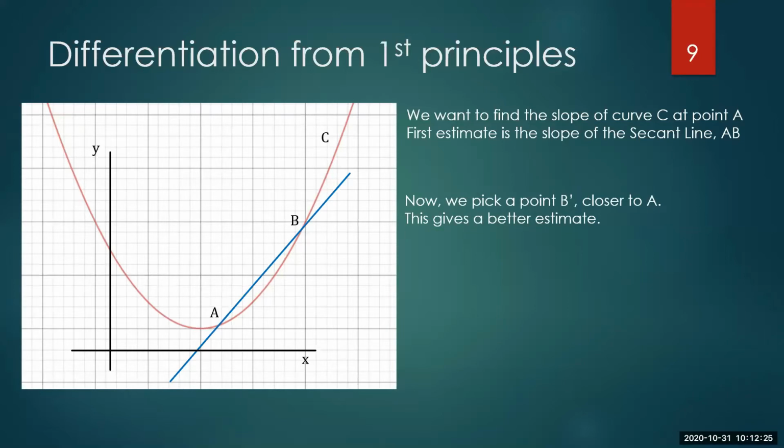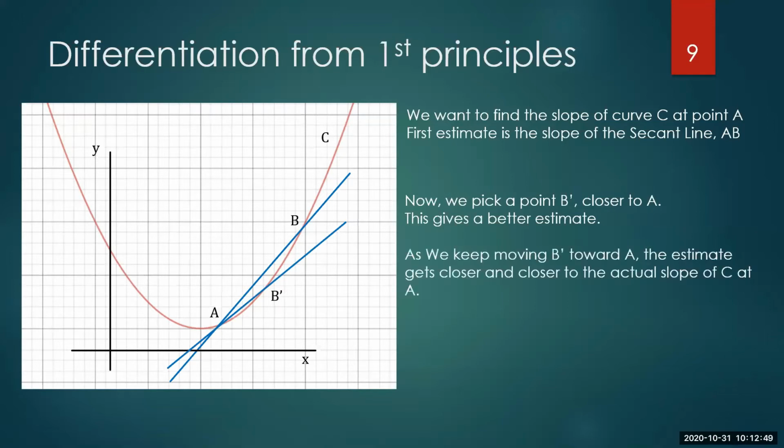So let's pick a point that's closer to A, and this gives a better estimate. Here we've picked a point B dash, and we draw a new line from A to B dash, and you can see that's a better estimate. You can see the slope of the second line is closer to what the slope of the curve is at A. And so as we keep moving B dash towards A, the estimate gets closer and closer to the actual slope of the curve C at A.